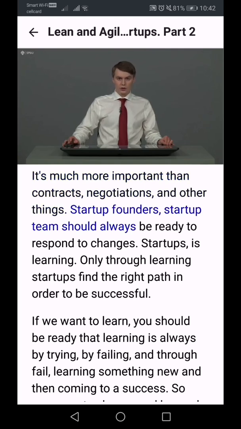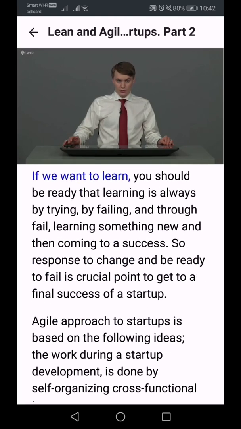And startup founders, the startup team, should always be ready to respond to changes. Startups is learning. Only through learning, startups find the right path in order to be successful. And if we want to learn, we should be ready that learning is always by trying, by failing, and through failure, learning something new, and then coming to success. So, respond to change and be ready to fail is a crucial point to get to a final success of a startup.